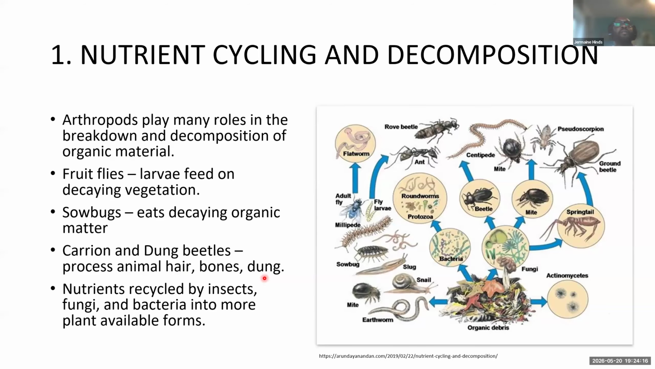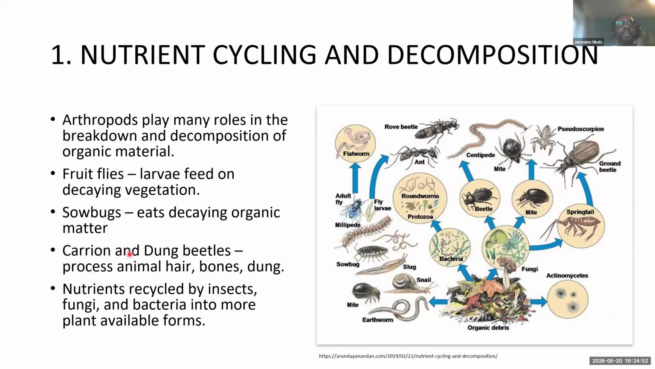So to talk a little bit more about nutrient cycling and decomposition. Arthropods play many roles in the breakdown and decomposition of organic materials. If you ever bought bananas and they're starting to turn brown, you know about fruit flies, and all they're trying to do is recycle that banana peel and break it down. They're developing from it, but they're also recycling the nutrients. Pill bugs or sow bugs eat decaying organic matter. Your roly-polies in the soil are often a sign of a healthy soil community.